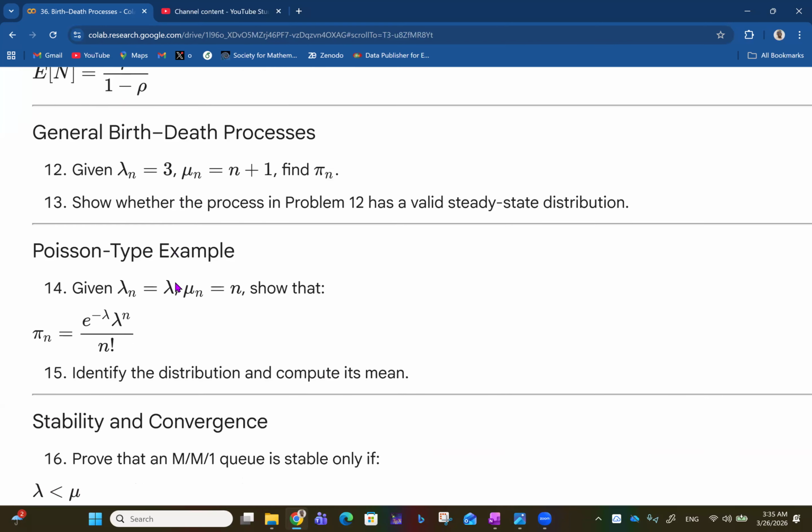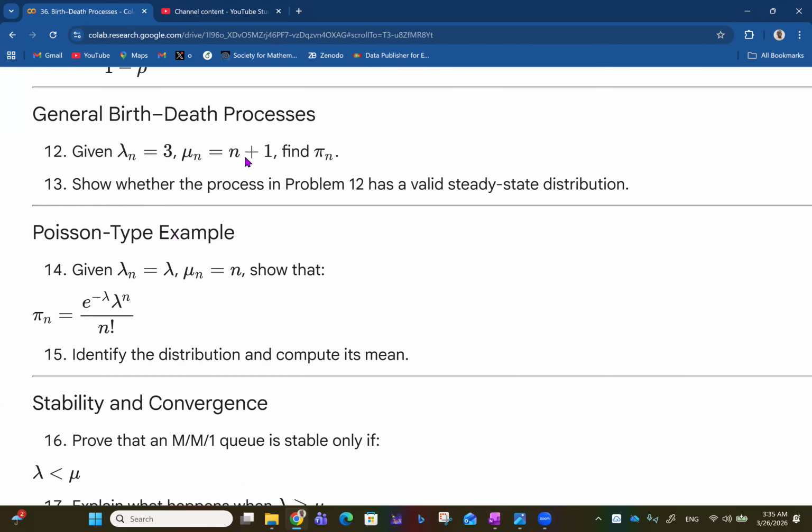Then general birth-death processes. You have lambda n is 3, mu n is n plus 1. Find pi n. We follow the kind of thing we did before. Show whether the process in problem 12 has a valid steady state distribution.